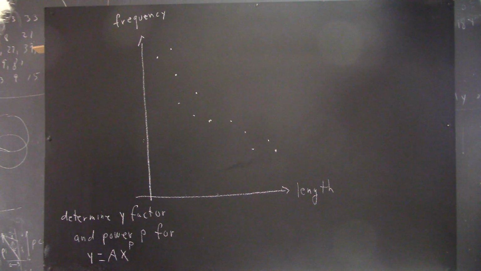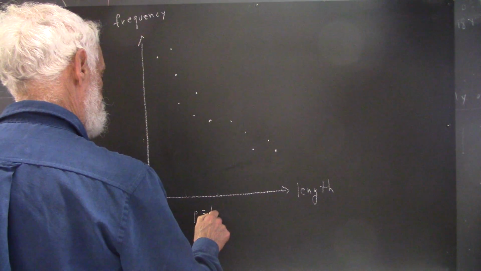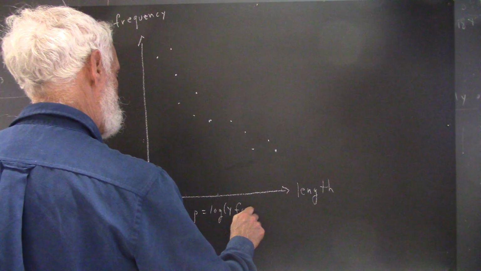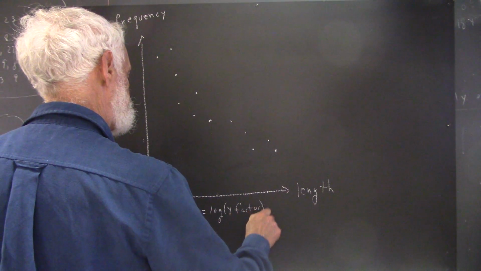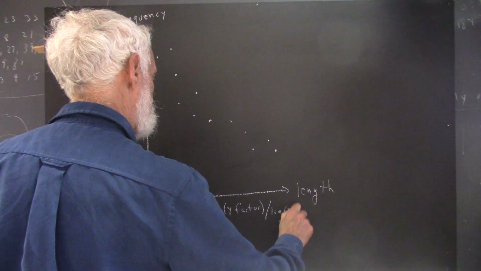Okay, remember the power p is the log of the y-factor divided by the log of 2.